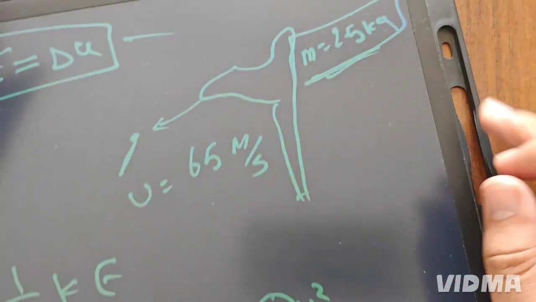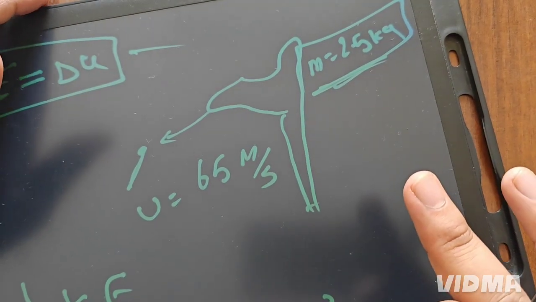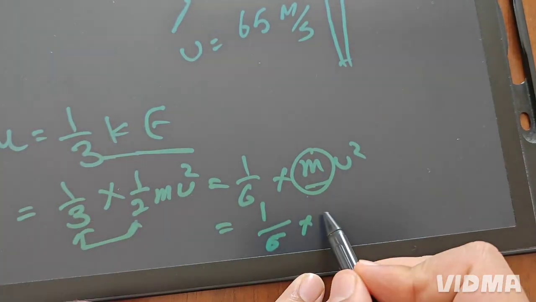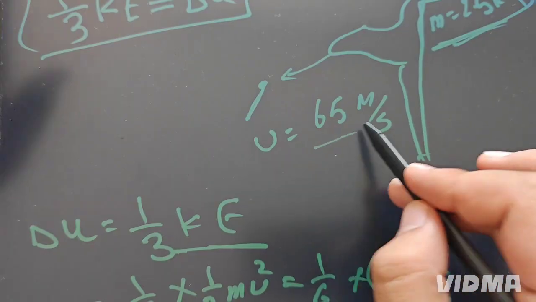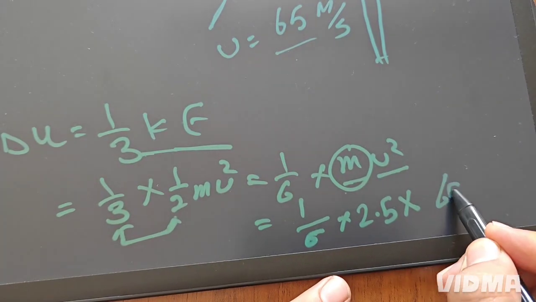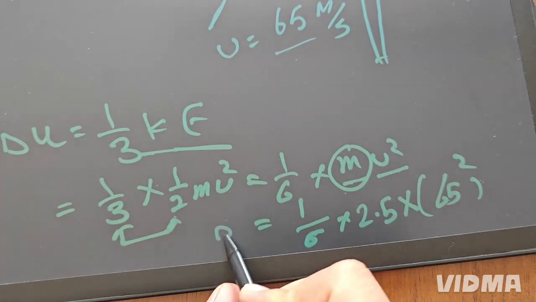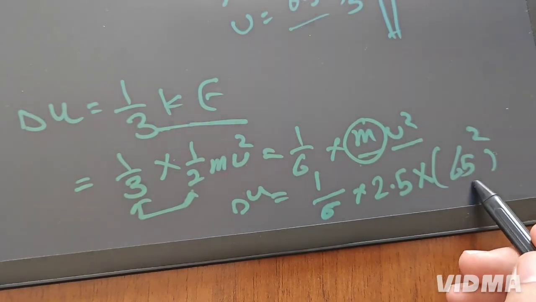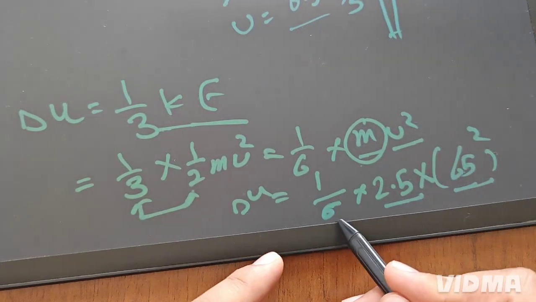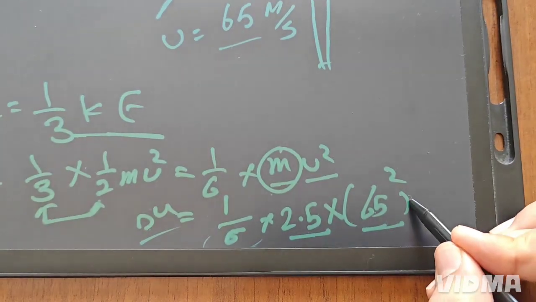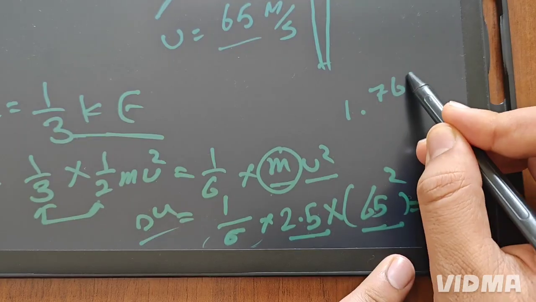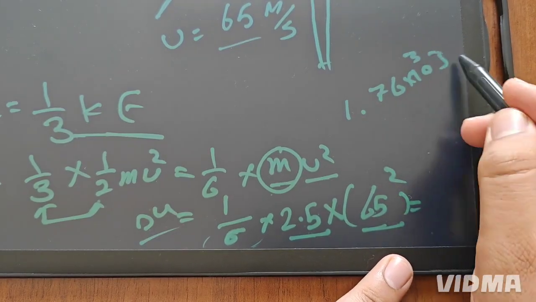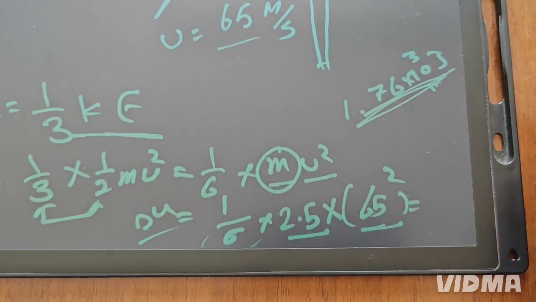So the mass of the hammer is 2.5, times the velocity of the hammer while hitting the spike, 65, squared. This becomes easy. Only use the calculator, square this and multiply by this, and divide the result by 6. You can get the internal energy, which is equal to 1.76 times 10 power 3 joule. Internal energy is every time joule. That was an important question actually.